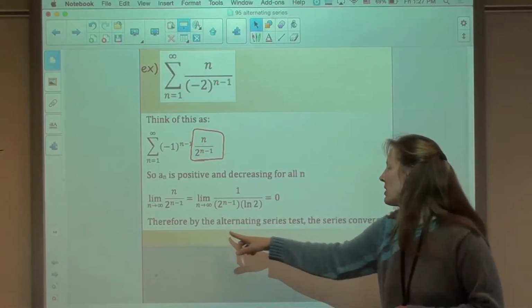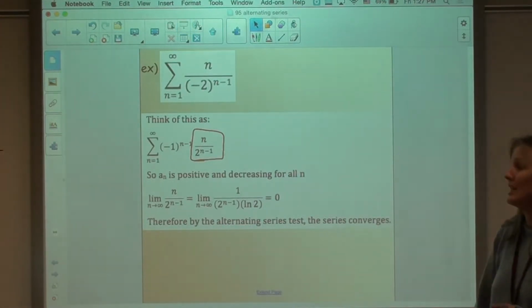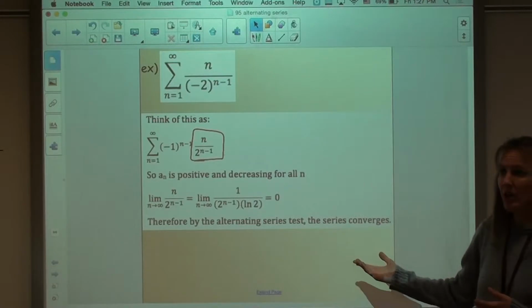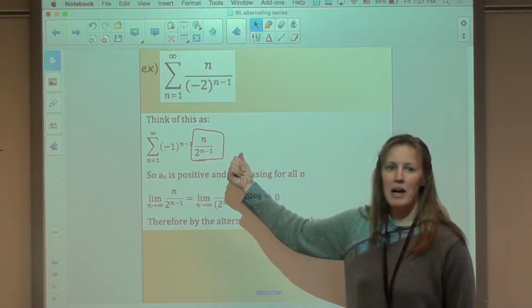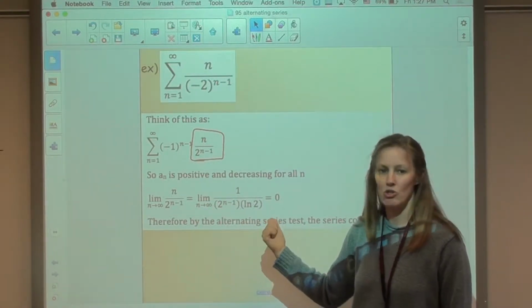Okay. Therefore, by the alternating series test, the series converges. It's that easy. As long as you have an alternating series, all you have to do is check the function. If it's positive and the limit goes to 0, it converges and you're done.